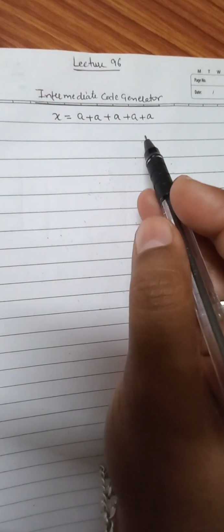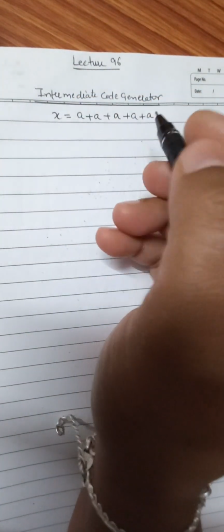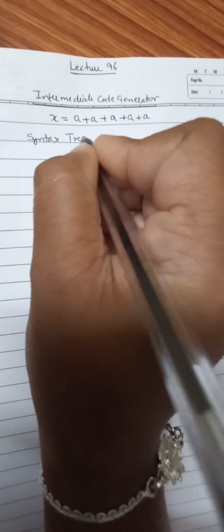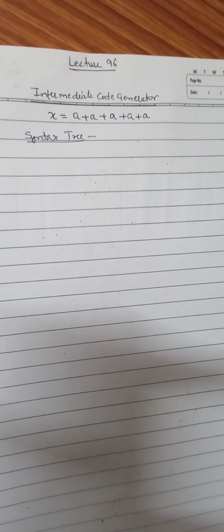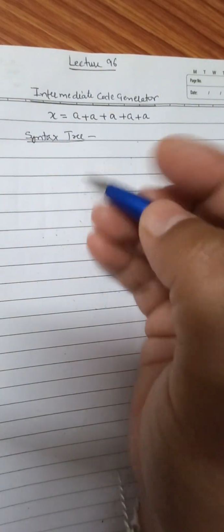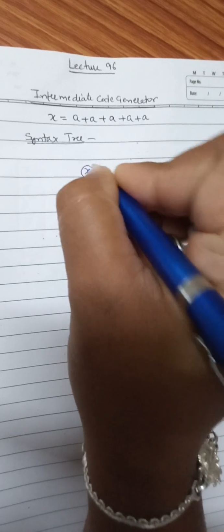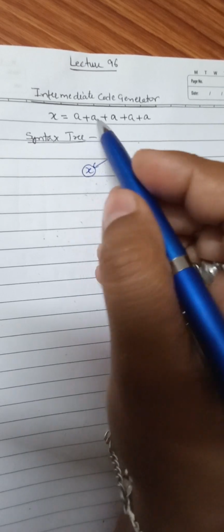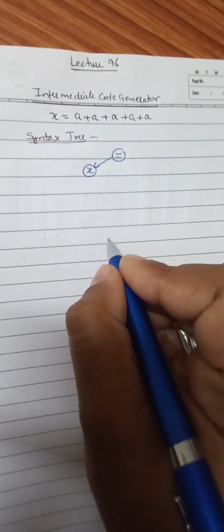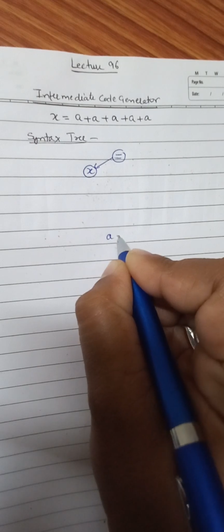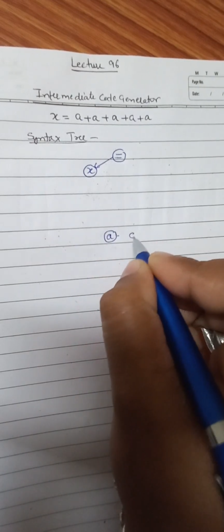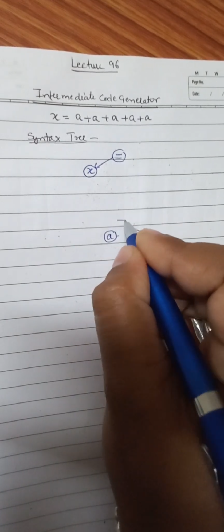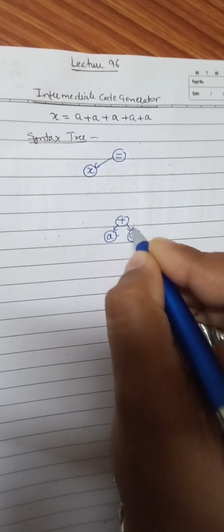Intermediate code generator. So this is the example. For this, what will we make? Syntax tree. How can we make it? x is equal to. So first we will write x equal to. Now what do we have? a plus a. So we start from the bottom. We'll write a plus. So a plus a.